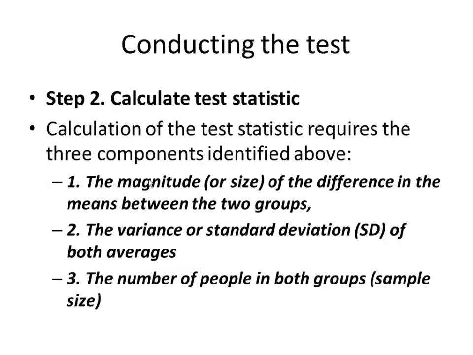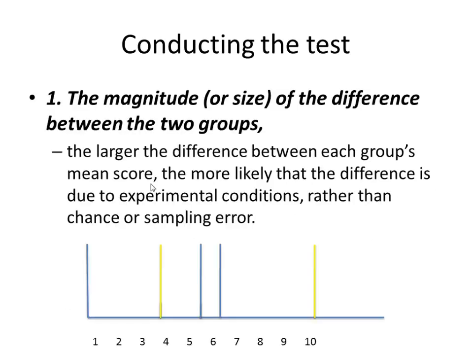The second step is to calculate the test statistic. And as we said, this involves 3 components, and we're going to look now at why it is important that each of these 3 components are included in the calculation. The first is the magnitude or size of the difference between the 2 groups. And here the issue is that the larger the difference is between each group's mean score, the more likely it is that the difference is due to experimental conditions rather than chance or sampling error.